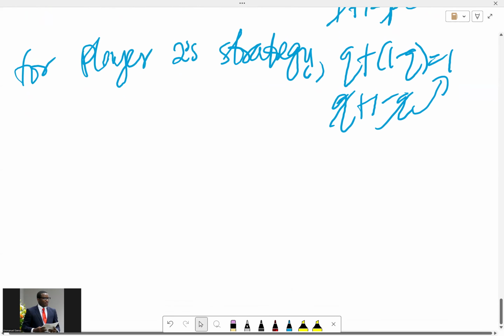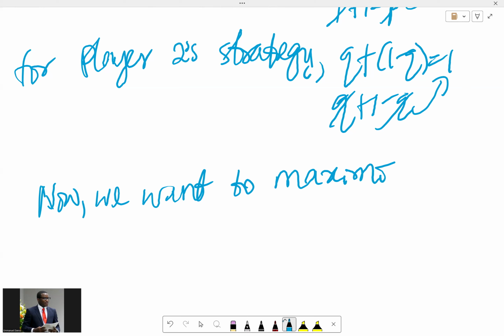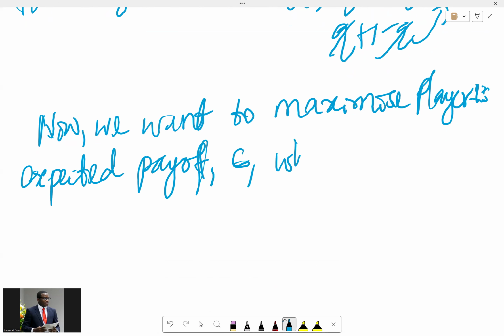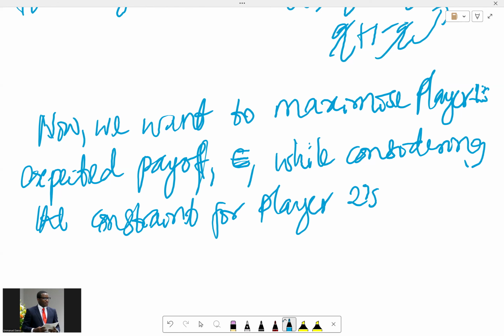So we need to now maximize player one's expected payoff. So now we want to maximize player one's expected payoff, which is E1, while considering the constraint for player two's mixed strategy.